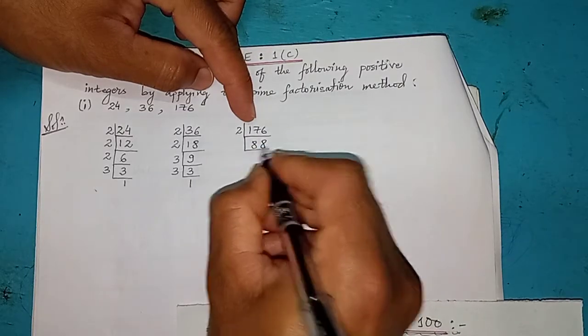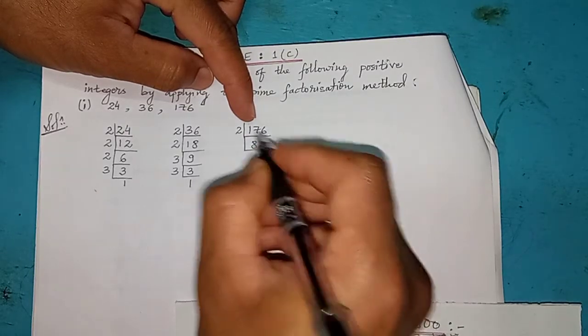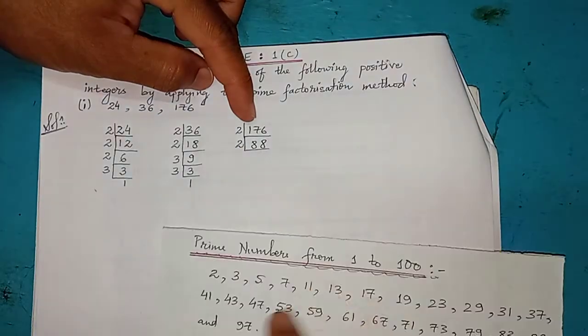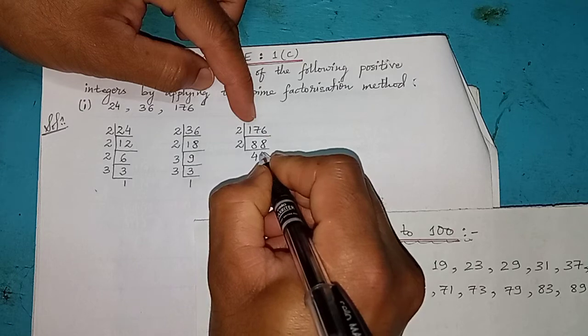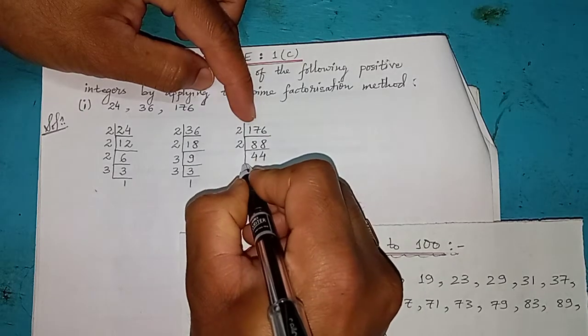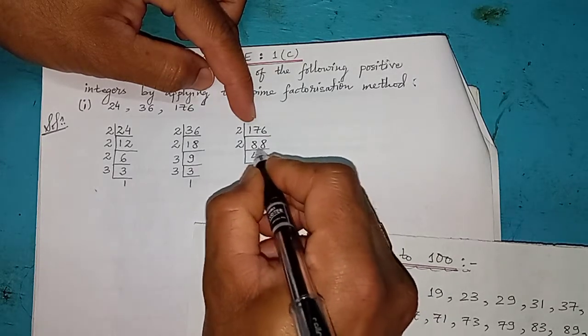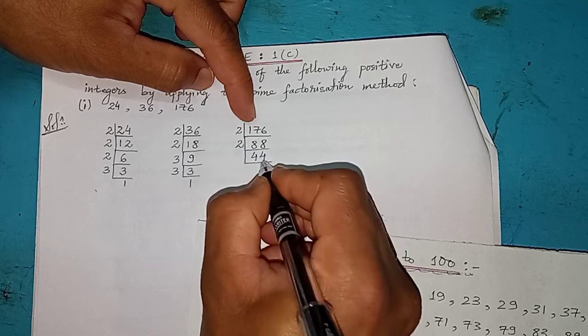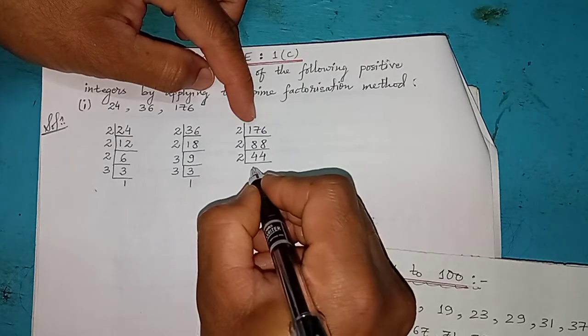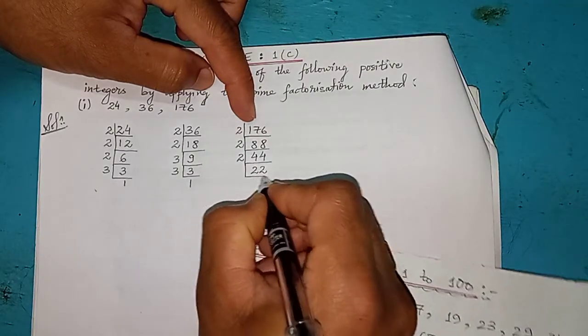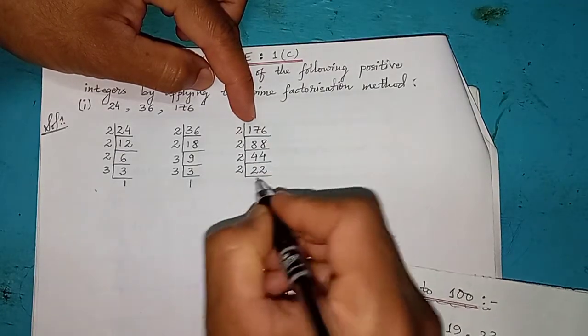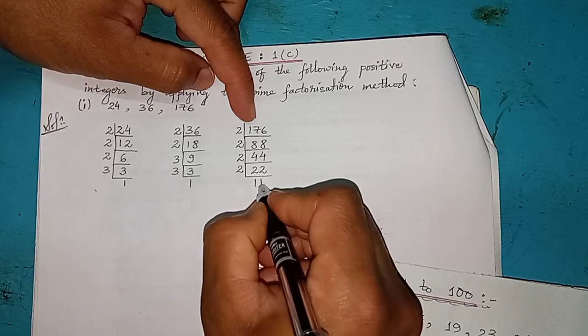If you look at 88, it is an even number, so we can again divide by the prime number 2. 2 4s are 8, here a 0, no carry, and 2 4s are 8. 44 is also even because of the unit digit 4, so we can divide by 2. So 2 2s are 4, 2 2s are 4.